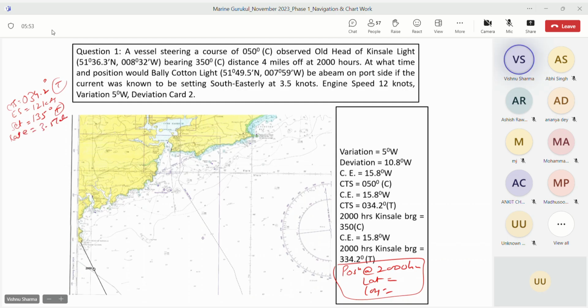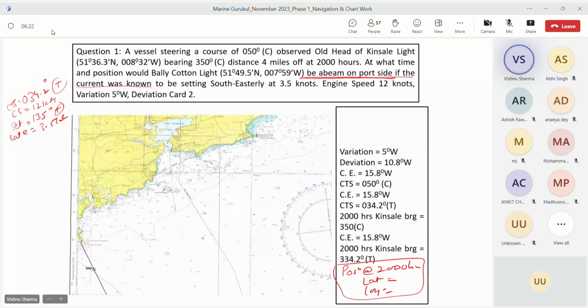Now he says, at what time and position would the lighthouse be abeam on the port side? Guys, what is this, abeam on the port side? What does it give us? It gives you a beam bearing. A beam bearing is a relative bearing. Yes or no? You remember the discussion.